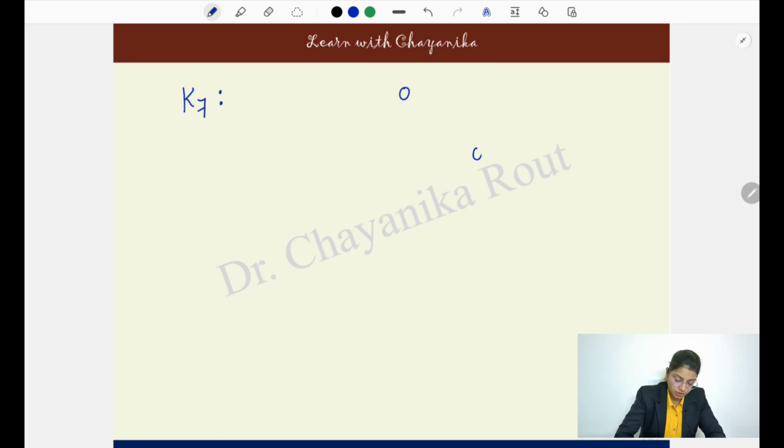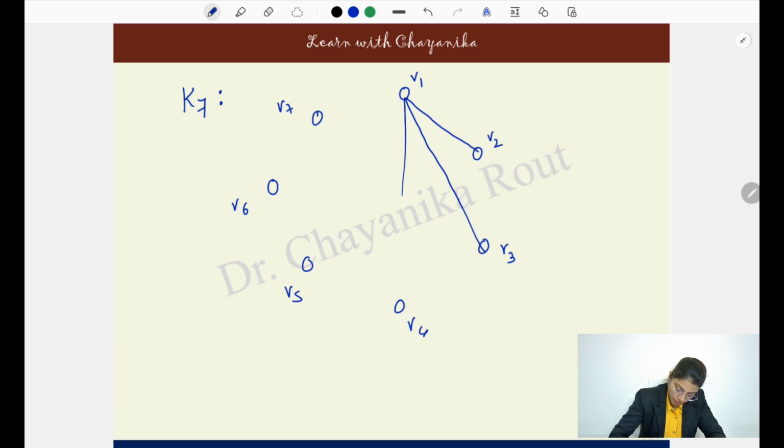So if we ask you to draw, suppose K7, you can draw K7 very easily, but very carefully. Draw 7 vertices, 1, 2, 3, 4, 5, 6, 7. Pick a vertex. So let's label them V1, V2, V3, V4, V5, V6 and V7. Make V1 adjacent to V2, V3, V4, V5, V6 and V7.